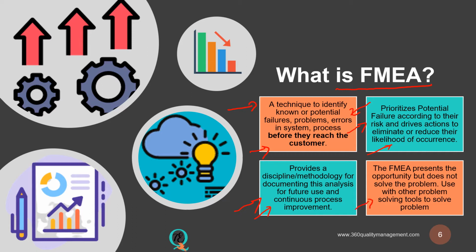The FMEA also presents an opportunity to solve a problem, but it does not solve a problem. In order for us to solve the problem, we will need to use other problem-solving tools such as Six Sigma or any other 7 steps problem solving to solve the problem.